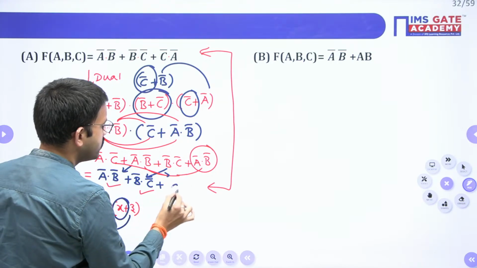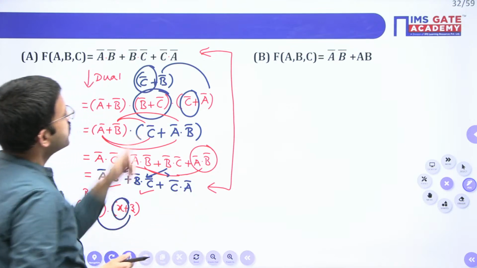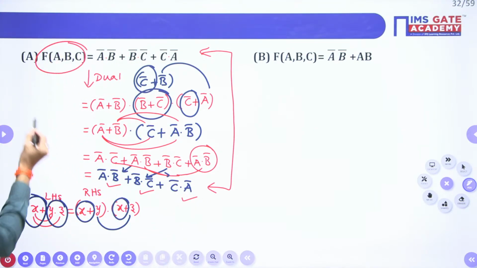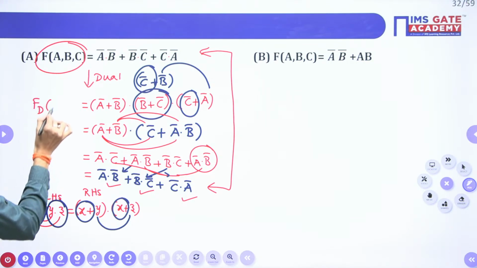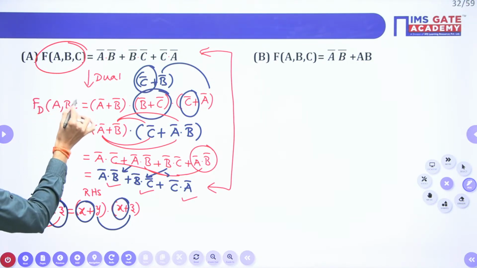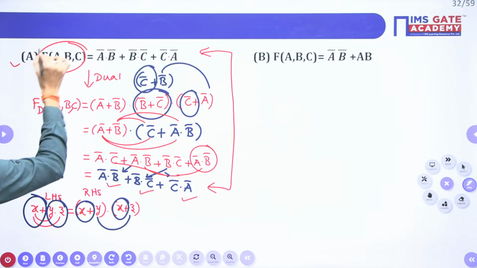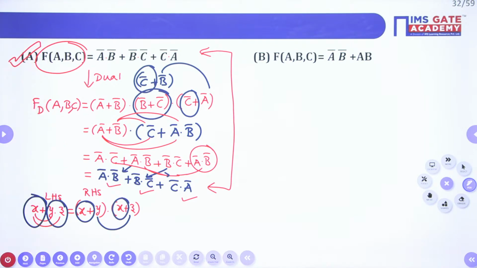A bar into C bar is nothing but C bar A bar. Yes, we are getting the same term, C bar A bar. So that means the given function and the corresponding dual function both are same. Since the given function and the dual function both are same, it is self dual. So option A is self dual.